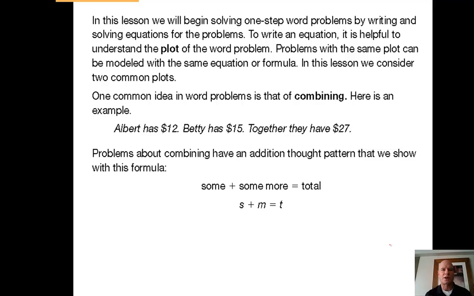To write an equation, it's helpful to understand the plot of the word problem. Problems with the same plot can be modeled with the same equation or formula. In this lesson, we consider two common plots. One common plot is the problems in which we combine the information we have. For this example, you have Albert, who has $12, and Betty has $15. If you add them together, they have $27.